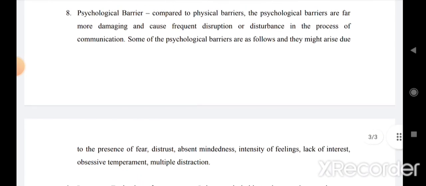Now, what do we mean by psychological barrier? Psychological refers to psyche. Psyche is mind. Now, compared to physical barriers, psychological barriers are far more damaging, and they cause frequent disruption or disturbance in the process of communication. How? Some of the psychological barriers I can give you as examples are the presence of fear.